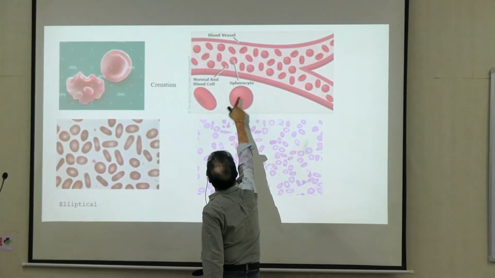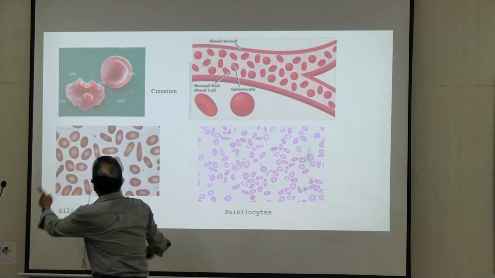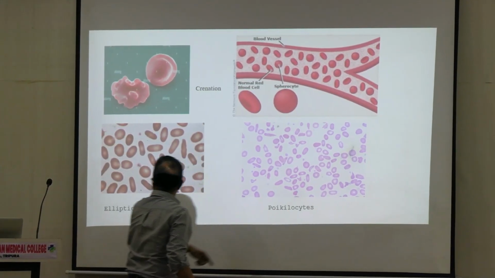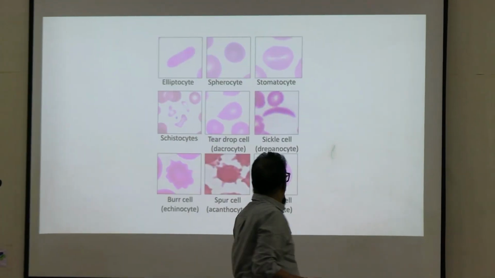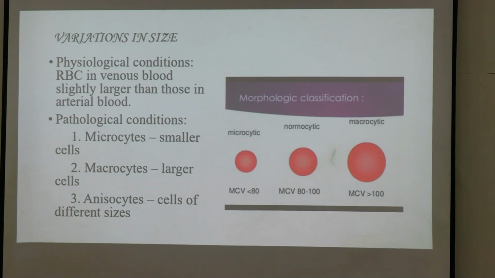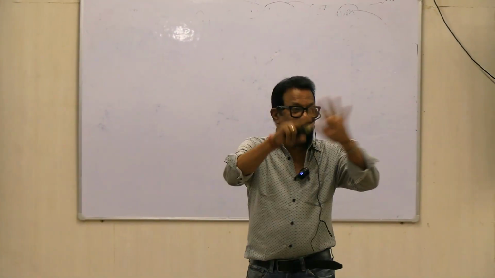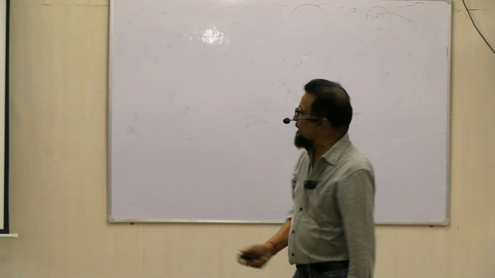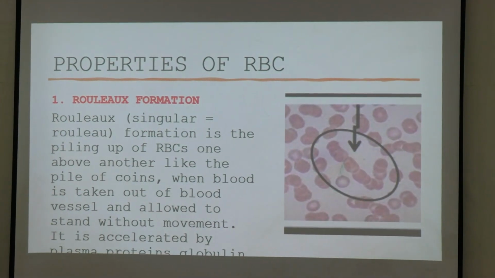You can see spherocytes, these are the normal cells, these are the squished forms, and here are the poikilocytes, elliptical, with elliptical shapes. And variation in size: macrocyte, microcyte, normocyte. And anisocytes: RBCs of different sizes you will get. So they are anisocytes. Okay, and rouleaux formation, very important.